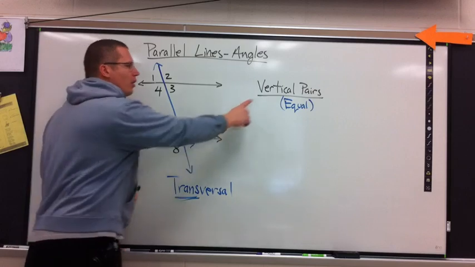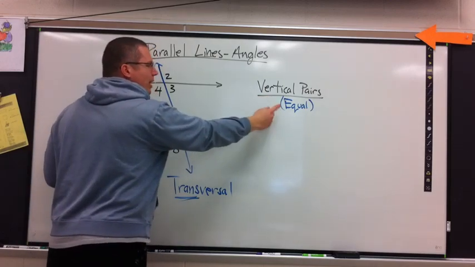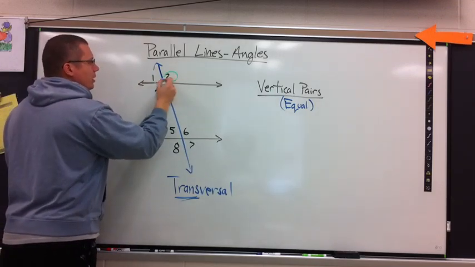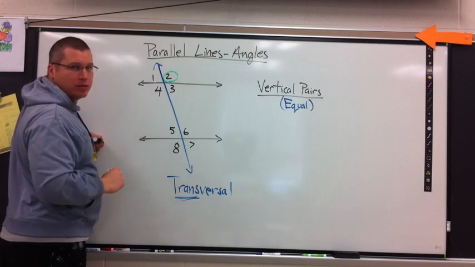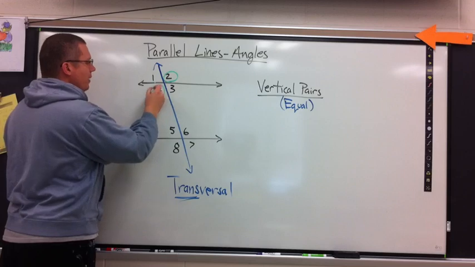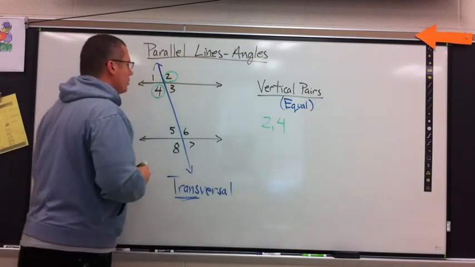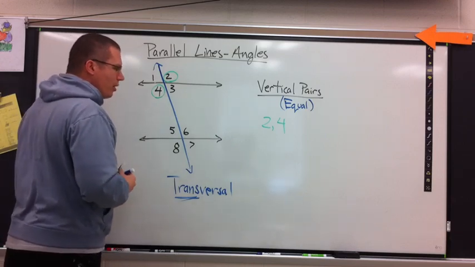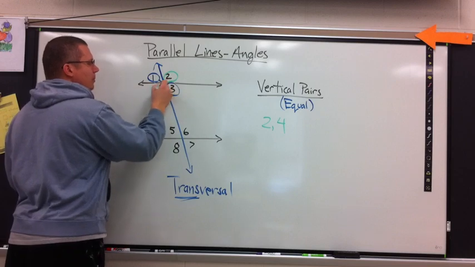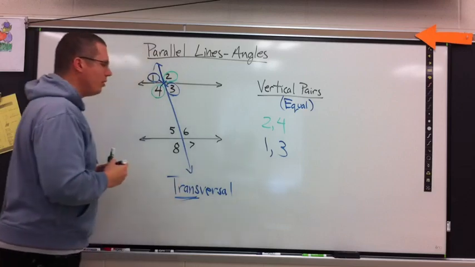What we're going to do is look at vertical pairs first. Remember, vertical angles are angles that are equal. They must be back to back. 2 is vertical with which angle? It has to be touching it. It must be back to back. That's right, 4. So what I'm going to do is list. 2 and 4 are verticals. What else are vertical angles? Well, 1 and 3. They're back to back. 1, 3. Those are vertical angles.